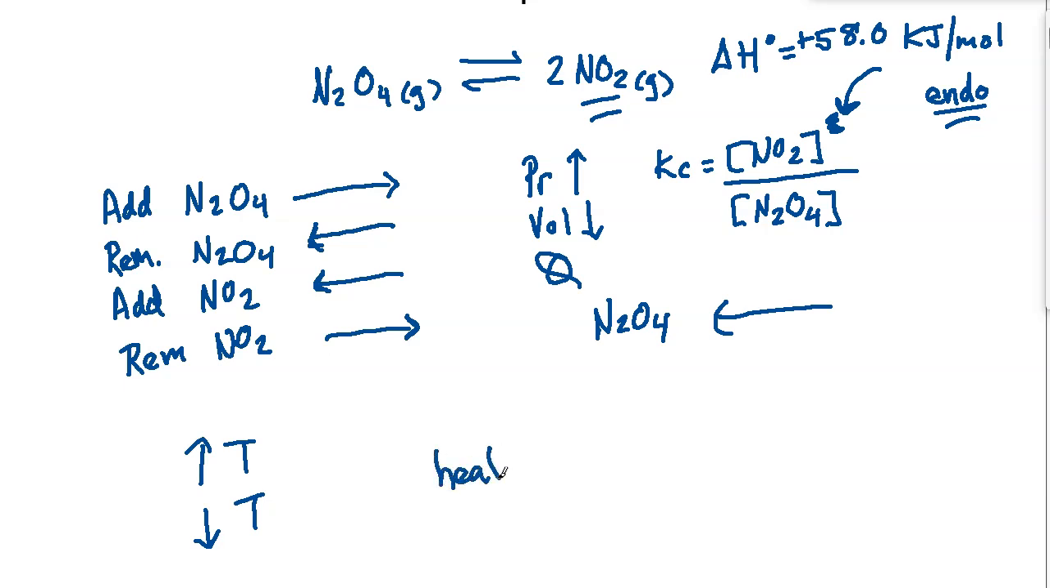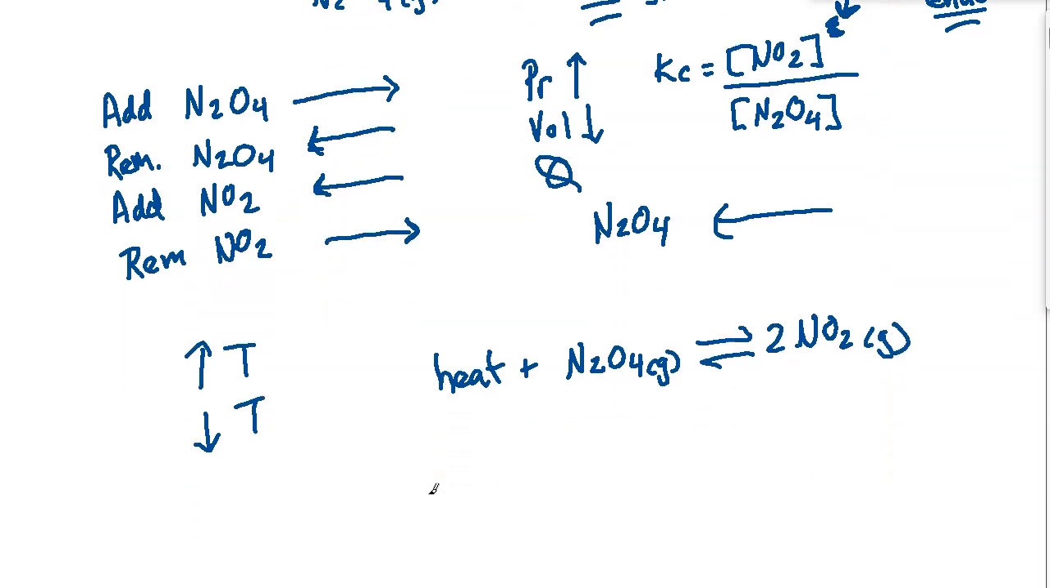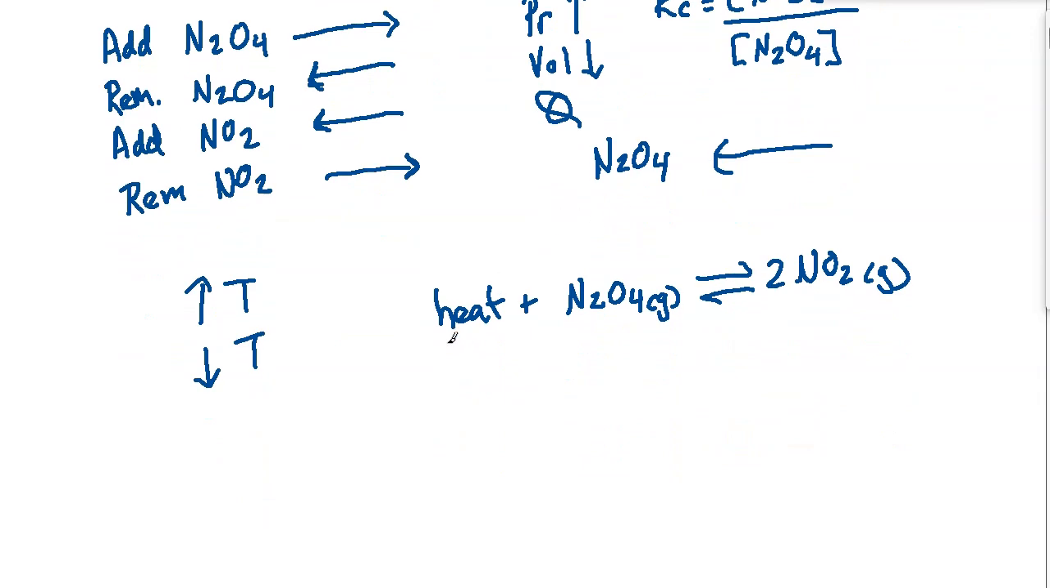So I can rewrite this as heat plus N2O4 gas is in equilibrium with 2NO2 gas. So now this can help students sometimes visualize this to an easier extent. Here's my heat. So if I increase my temperature, what do I expect to happen? Well, an increase of temperature, we can view that as an increase of heat being put into the system. So I'm adding a reactant. So in a case where the temperature increases, I expect a shift towards the products in this case.